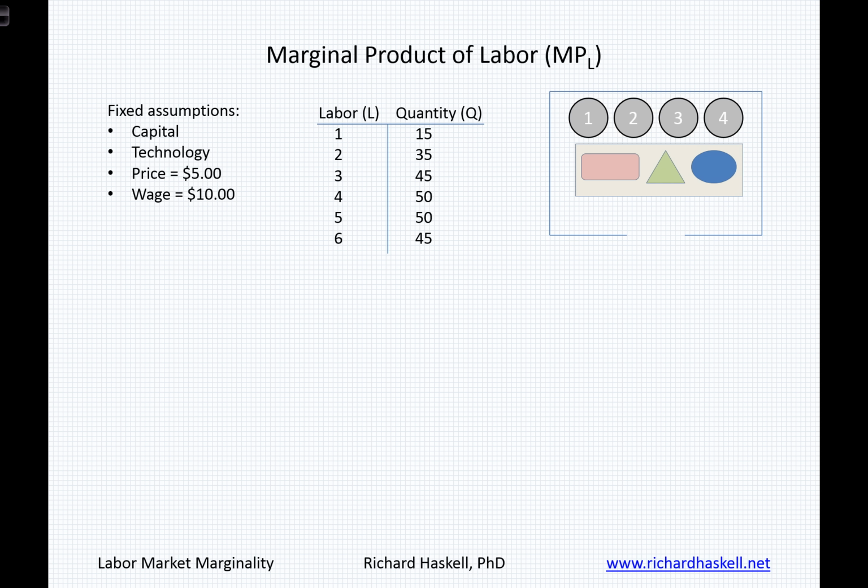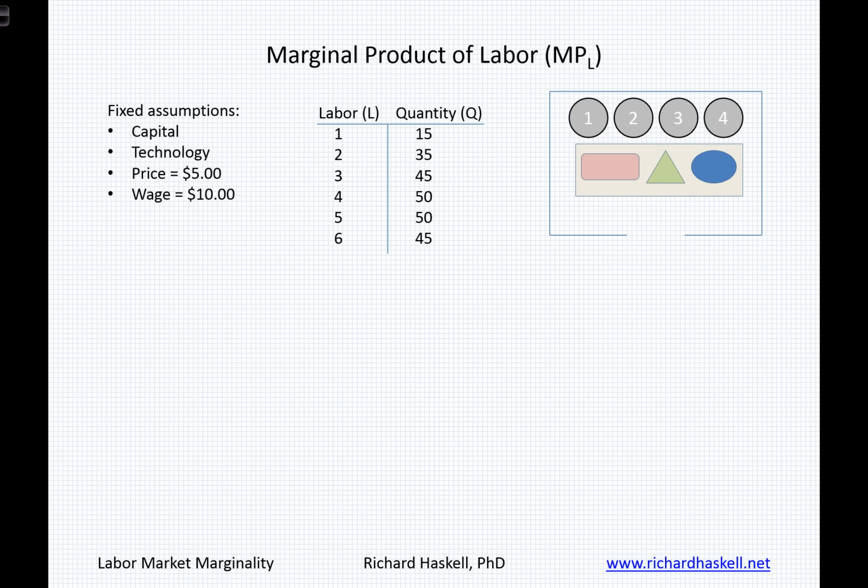And then as we went from 3 to 4 workers, we found an even smaller increase in the output. We only had an output of 5. And then from 4 to 5 workers, it became so congested, we had no increased output at all. So each labor unit was producing less for us. And then frankly, as we went from 5 to 6, we had a decline in output. So we became so crowded that we couldn't even produce what we'd been producing before.